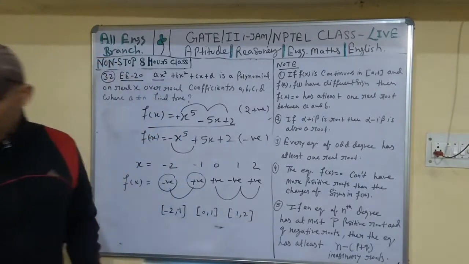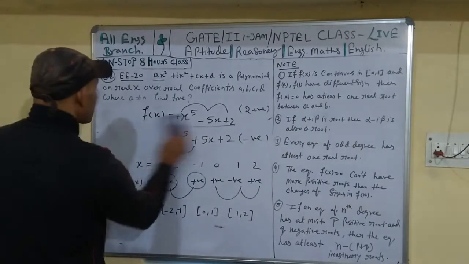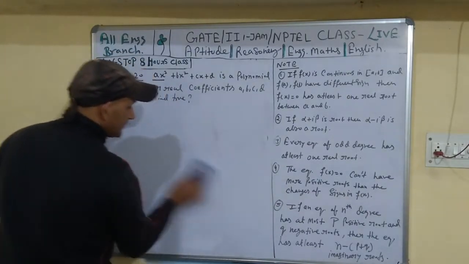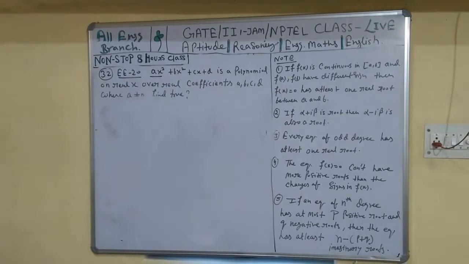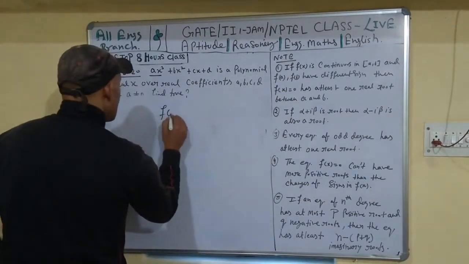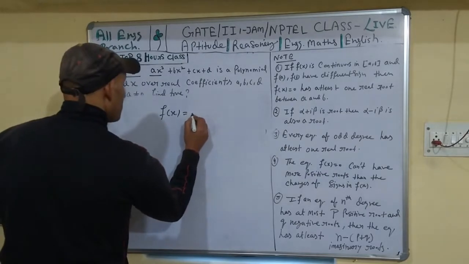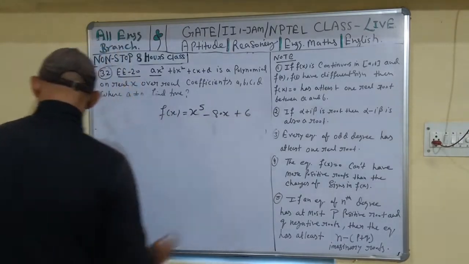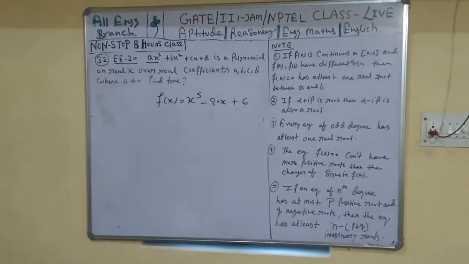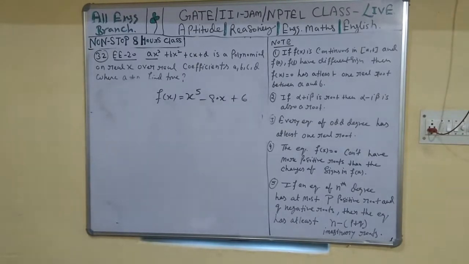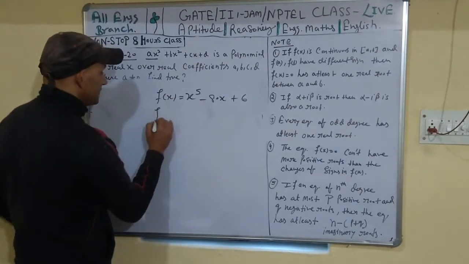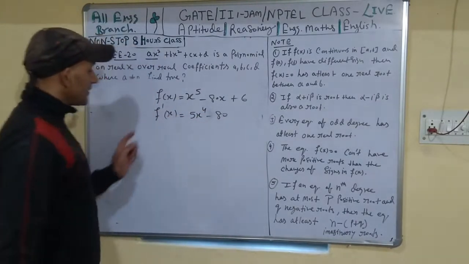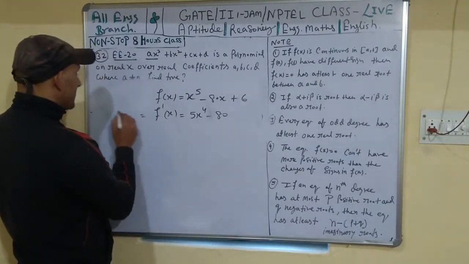this interval. Okay. Now the second question, if you do not understand. The second question is this. They have asked f of x is equal to x to the power 5 minus 80x plus 6. Now he is asking to find the roots. So at first you have to differentiate this function. f dash x is equal to 5x to the power 4 minus 80. Okay. Now this is dy by dx.